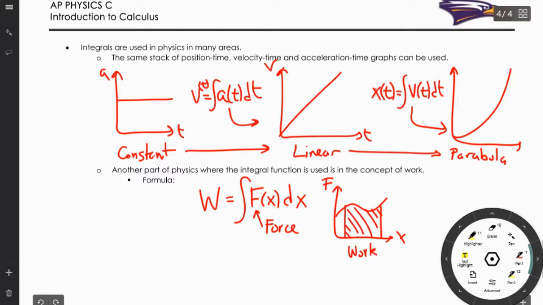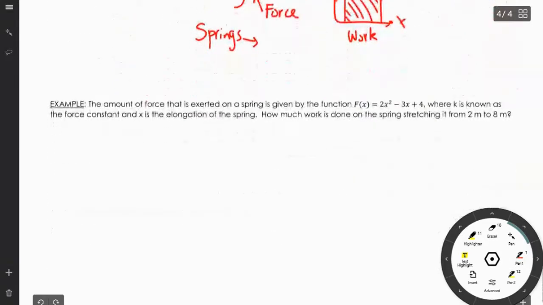And what happens is you see a lot with springs. In fact, that's going to be our example in this. Okay, it's going to ask you to find the work done on a spring, stretching it from one point to another, where you have to do that. All right, so let's take a quick look at this example problem.